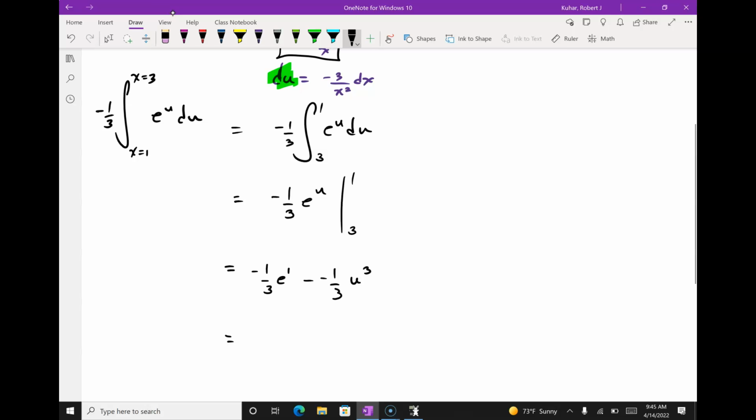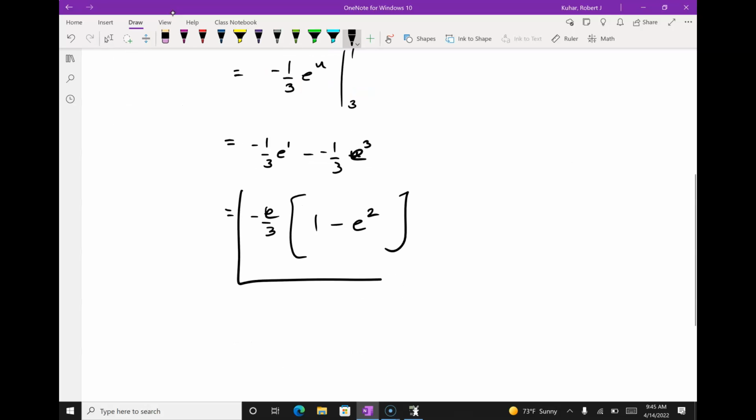Well, I can factor out a -1/3. Oh, this is an e, right? I can factor out an e, and what's left? I have 1 minus e squared, right? And there it is. I think I can make it look a little prettier: e over 3 times e squared minus 1.